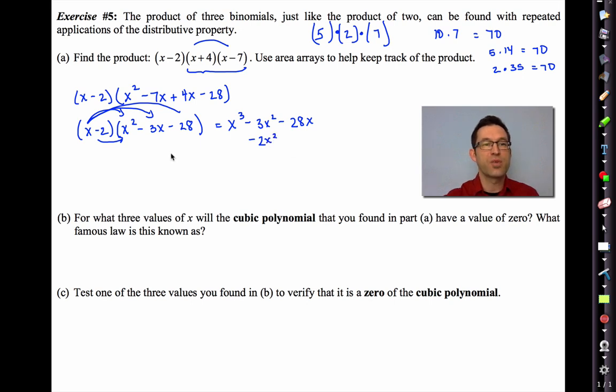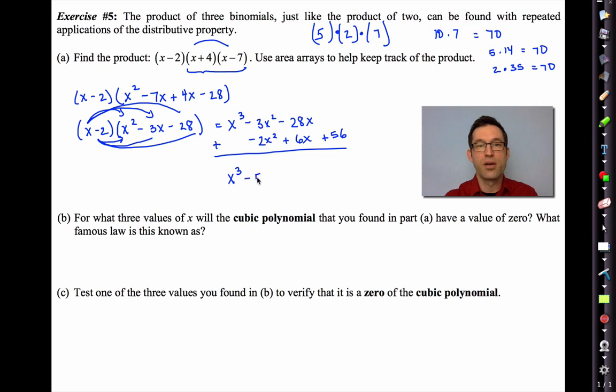Negative 2 times x squared, negative 2 times negative 3x. Remember, it'll turn that positive. Negative 2 times negative 28, again, be careful. We'll also turn it positive. Now I'm going to combine these like terms. Nothing combines with the x cubed. Here I'll have negative 5x squared. Here I'll have negative 22x. And again, nothing combines with the 56. Ooh, cubic.